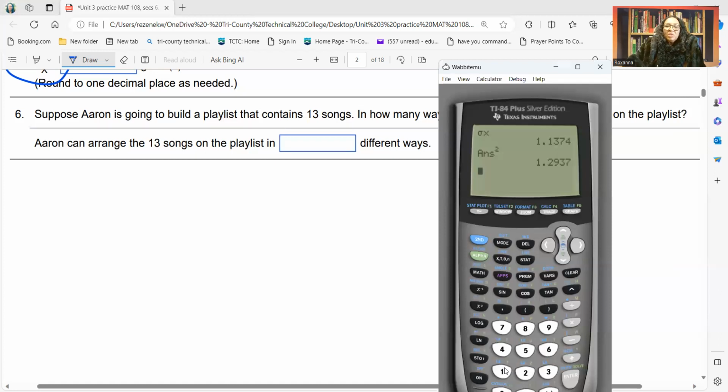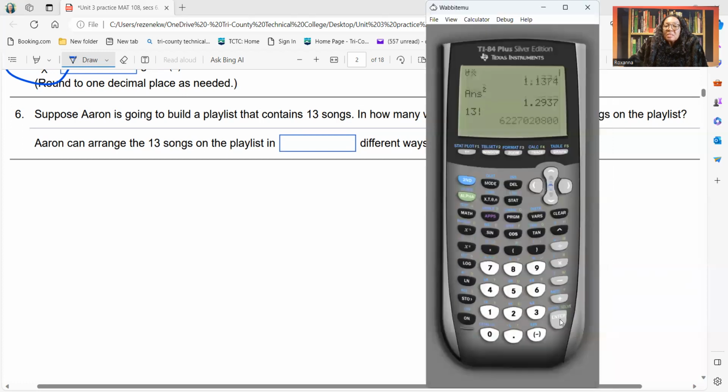Right? So you first of all type in 13, then go to math, arrow to PRB. Factorial is number 4. Then you hit enter. So that's billions. About 6 billion number of ways that Aaron can arrange 13 songs, taking all 13 of them at a time. Okay? That's easy. Let's go to another number.